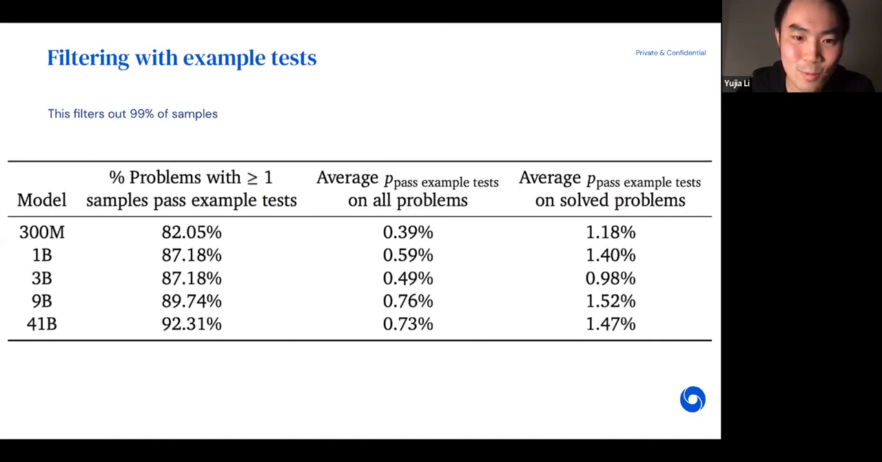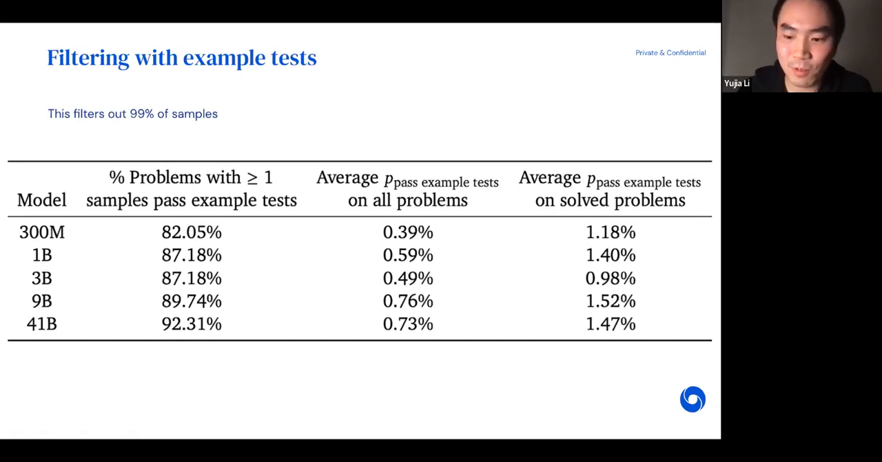This is a result for filtering. This is just filtering with example tests in the problem description, and this alone can filter out 99% of our samples. As you can see, this shows for how many problems we can find at least one sample that passes the example tests in the problem description. And still, we can see that there are about 10% of problems where we can't even find a single solution that passes the example tests with 1 million samples.